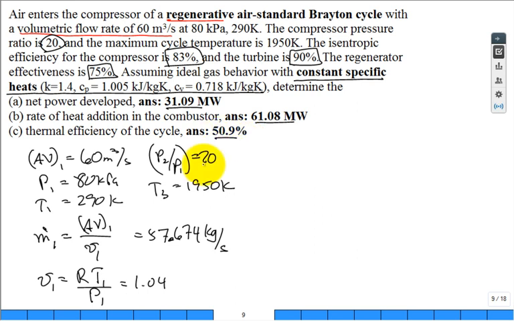What's the strategy? Get a table of properties at each of the states. So we'll have state 1. Then we're going to go 2S and then 2 actual. Why? Because I have an isentropic efficiency for that compressor. Then I'm going to go not to 3, but to X, using the notation in the textbook for state X after the regenerator. Then state 3, then 4S, 4 actual, and then Y. That's all of our states.